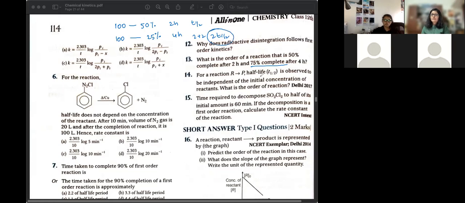But then how do we figure out the order? So the half-life is constant. It's not depending on the concentration of the reactant. Oh, so that makes it first order. Because if it depended on the concentration of the reactant, going from 50 to 25 would take a different time. It won't take exactly 2 hours. Because the concentration is lower, the time taken also will be slightly less than 2 hours. Okay. Yeah, so that's how you figure out this thing.